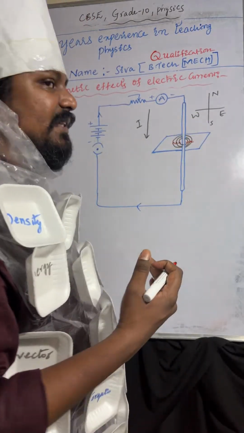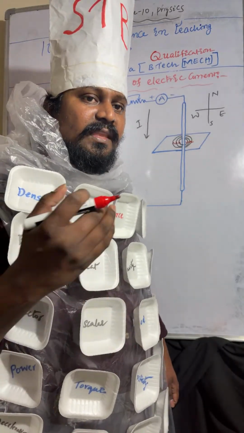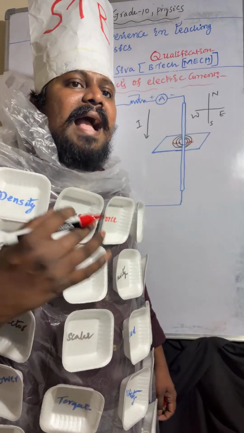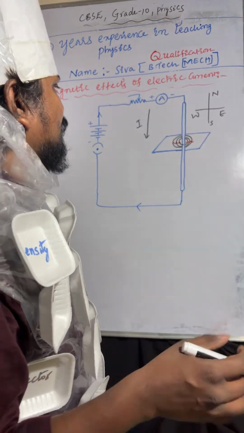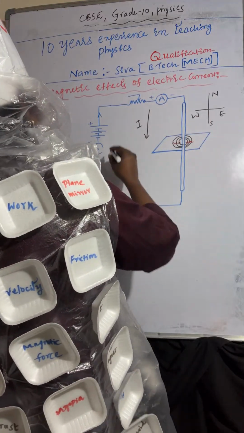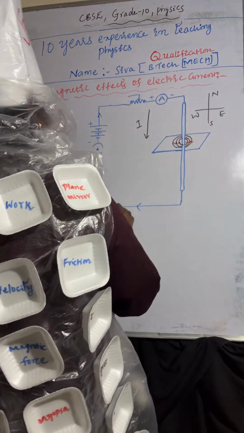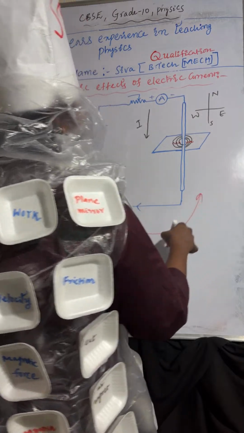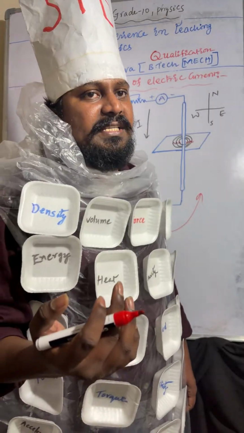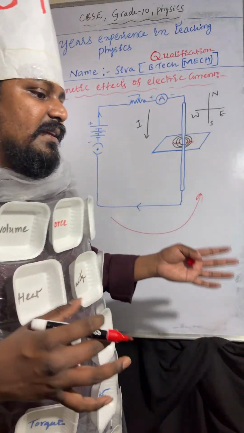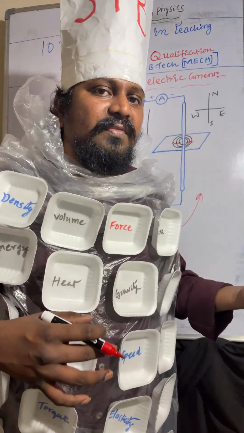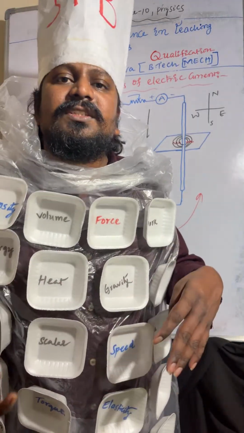If you change the current direction, automatically the magnetic field direction also changes. Your current direction you took like this. If I change the current direction like this, the magnetic field direction also changes. By changing the current direction, the magnetic field direction also changes.